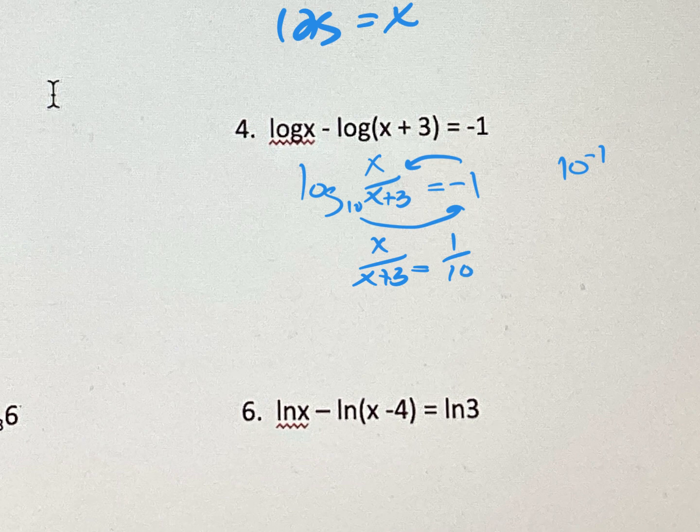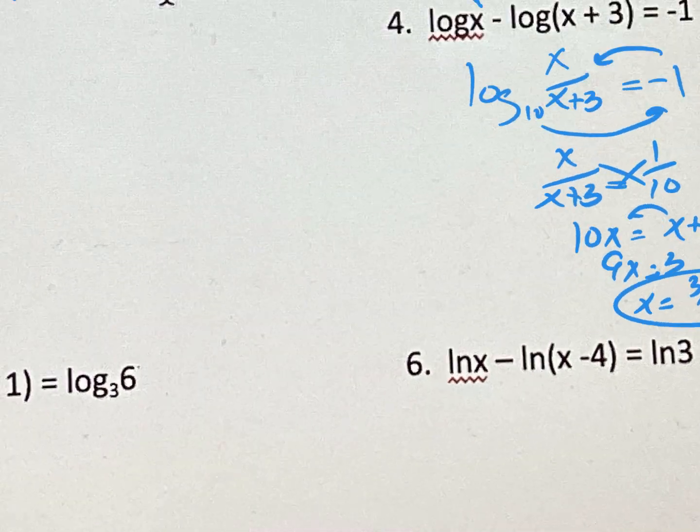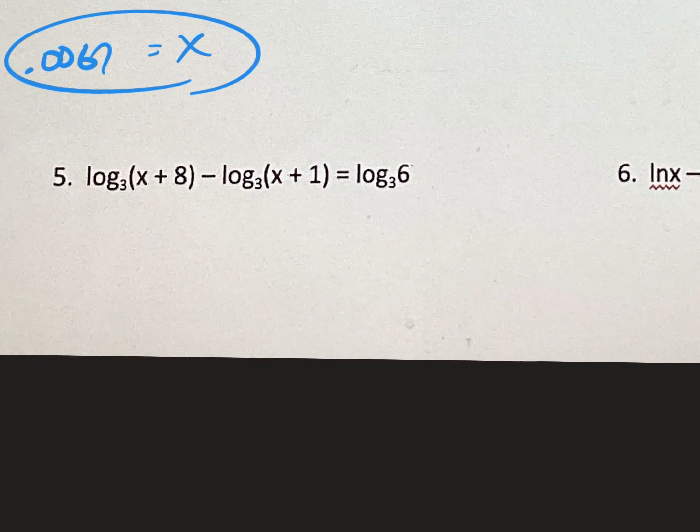And then we're just going to cross multiply. So I'm going to go 10 times x, and I'm going to do 1 times x plus 3, and just move the x over, gives me 9x equals 3, divide by 9, gives me 3/9, which is really just 1/3. Check your answer. I forgot to say that. Make sure you check your answer back up here just to make sure it doesn't make a log negative. Remember, no negative logs.